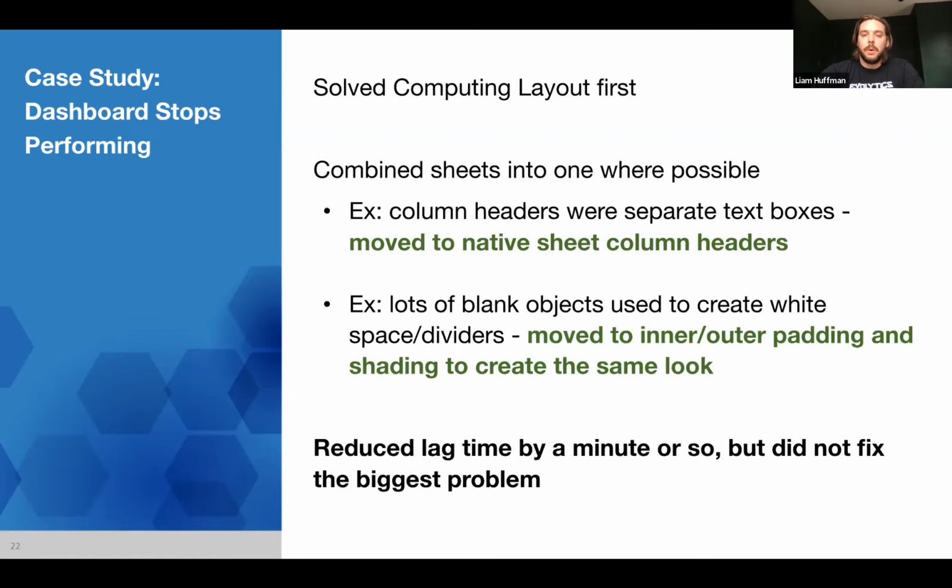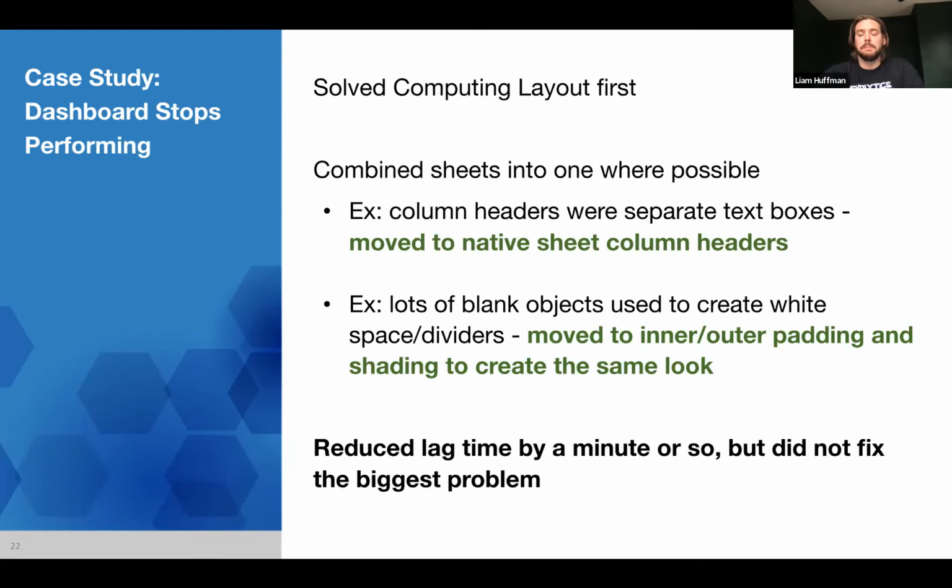In this specific dashboard, we had a lot of column headers that were separate text boxes. This always looks really nice, but depending on the number of columns you have, that could be 10 additional text objects on the dashboard that it now has to populate. And if you have parameters in those text boxes like we did, then it has to calculate the parameter values for each of those text boxes, and that can be really slow. So we took those text boxes out and just moved to native sheet column headers. I cleaned those up a little bit, and they looked just as good.